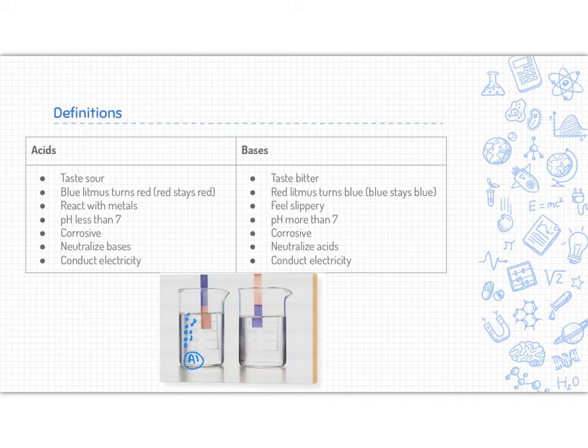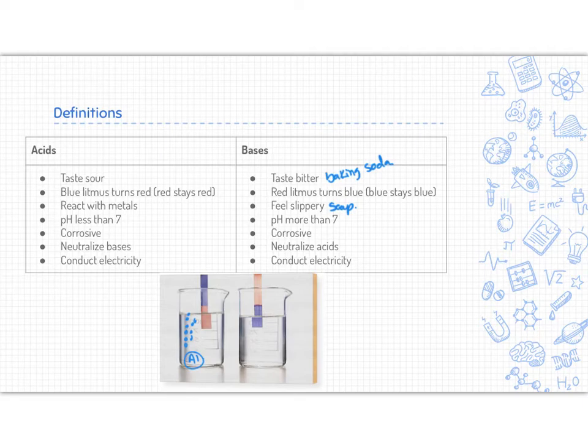Bases, on the other hand, taste bitter. An example of a base is actually baking soda. And if you tasted baking soda, it's kind of gross. Other examples are soap, and that's why bases feel slippery. Soap is made out of a base. So if you've ever tasted soap as well, it tastes bitter.